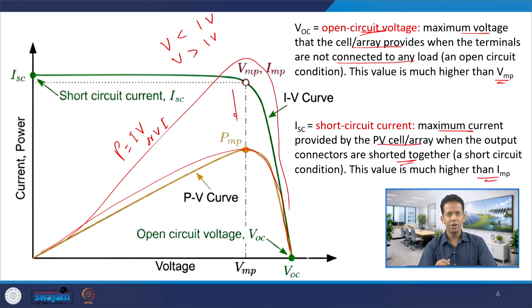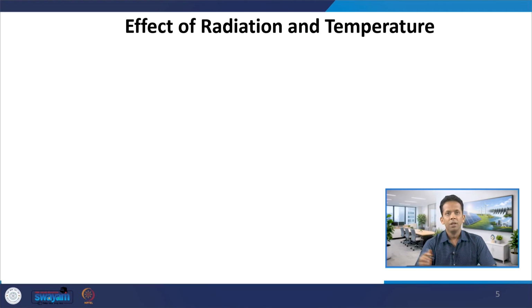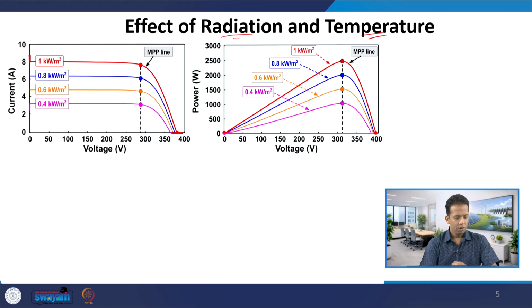Okay, that's how you can remember this. Now, since the IV characteristics depend on two parameters, one related to the solar radiation and another the temperature of the surrounding, and they affect current and voltage respectively, accordingly they would affect the power generated from a solar cell or solar array. So, based on the literature, this graph shows the effect of radiation first.